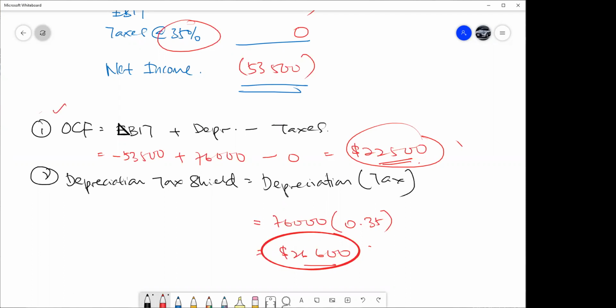Why isn't tax zero? Because this is the tax rate, 35%. It's not the tax amount. It's two different things. So the formula for depreciation tax shield is depreciation times the tax rate. But OCF uses the tax amount. So this is tax rate, not tax amount. Okay, very simple.